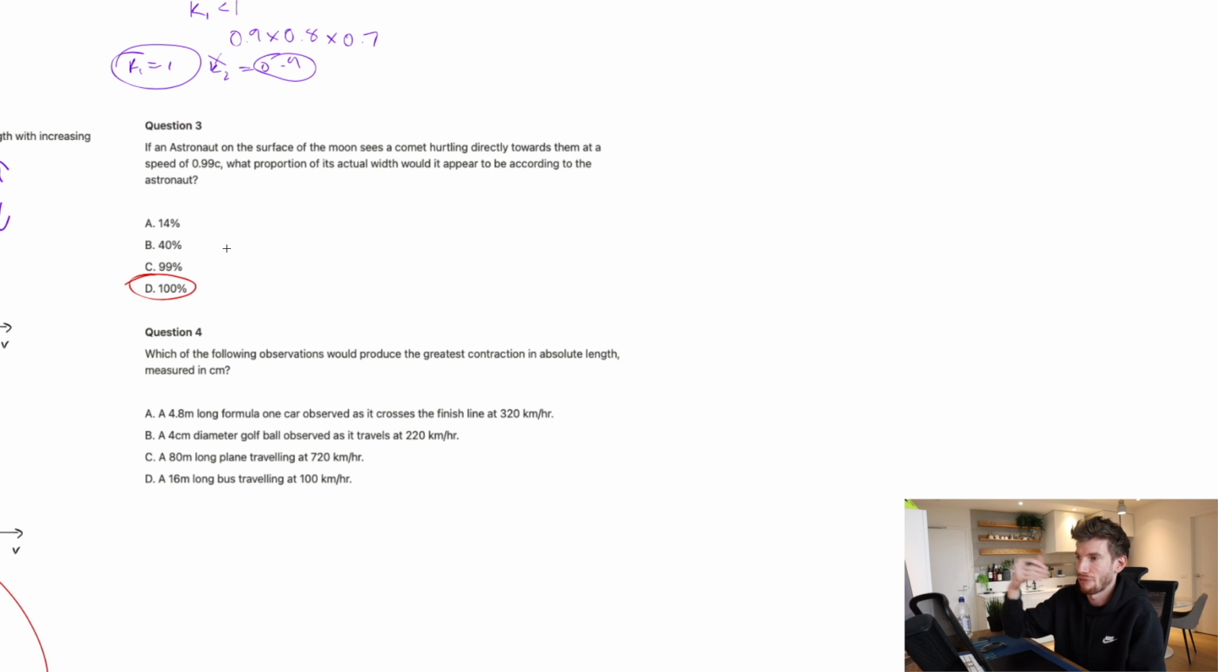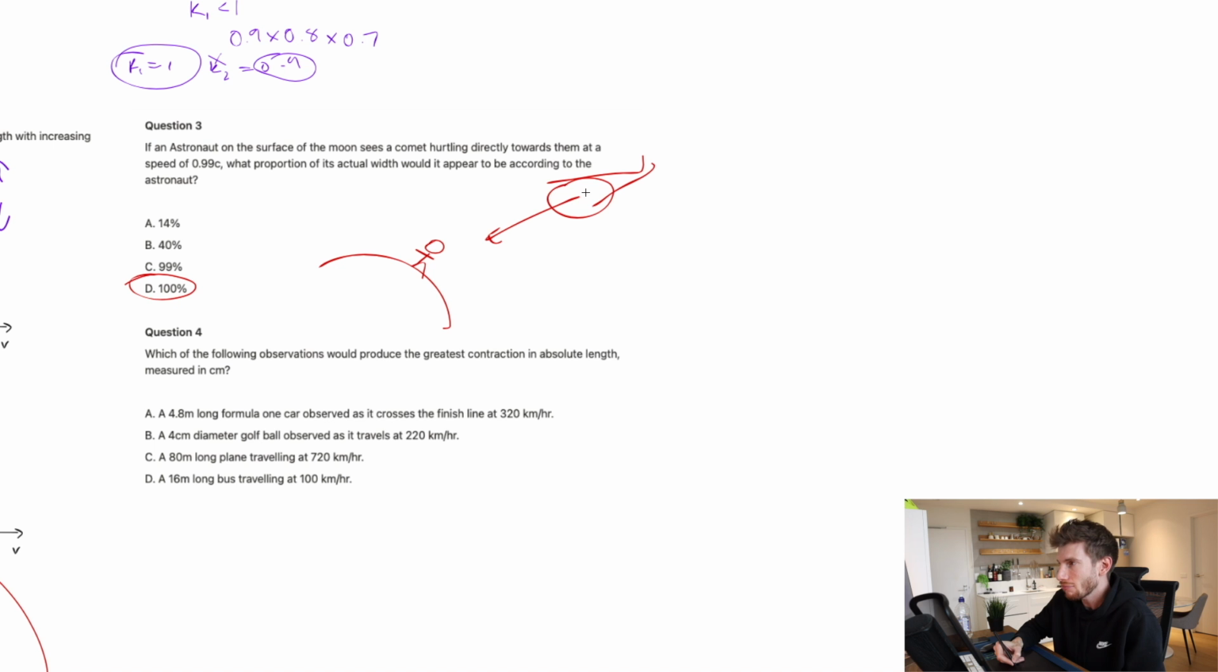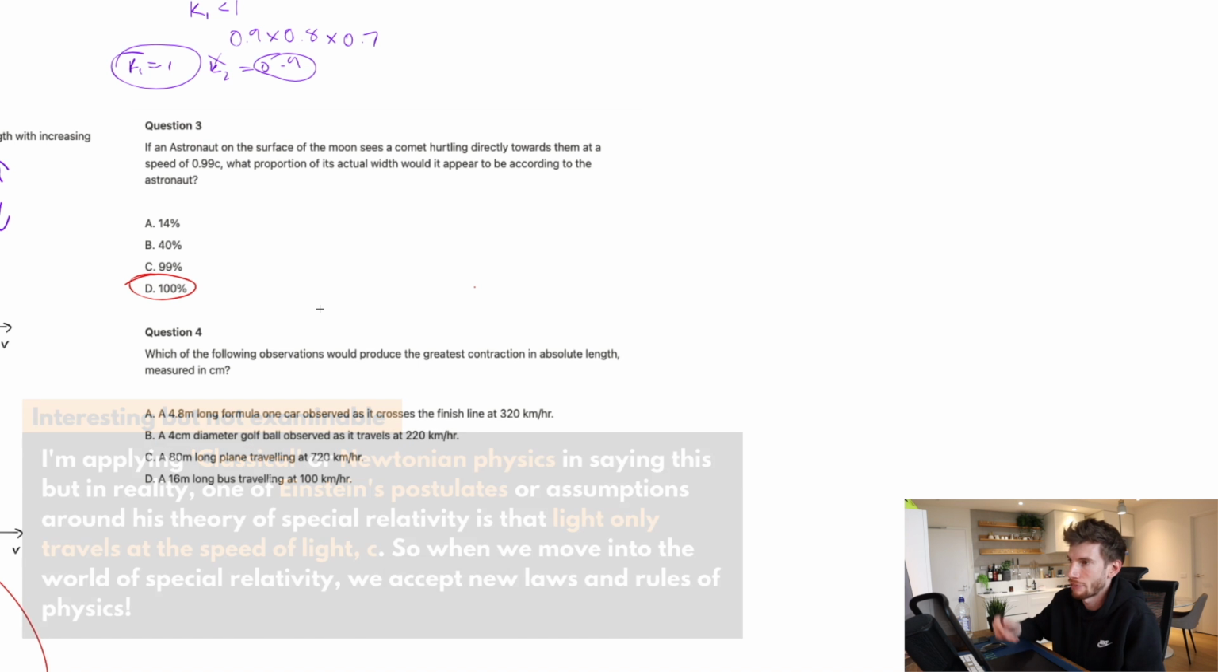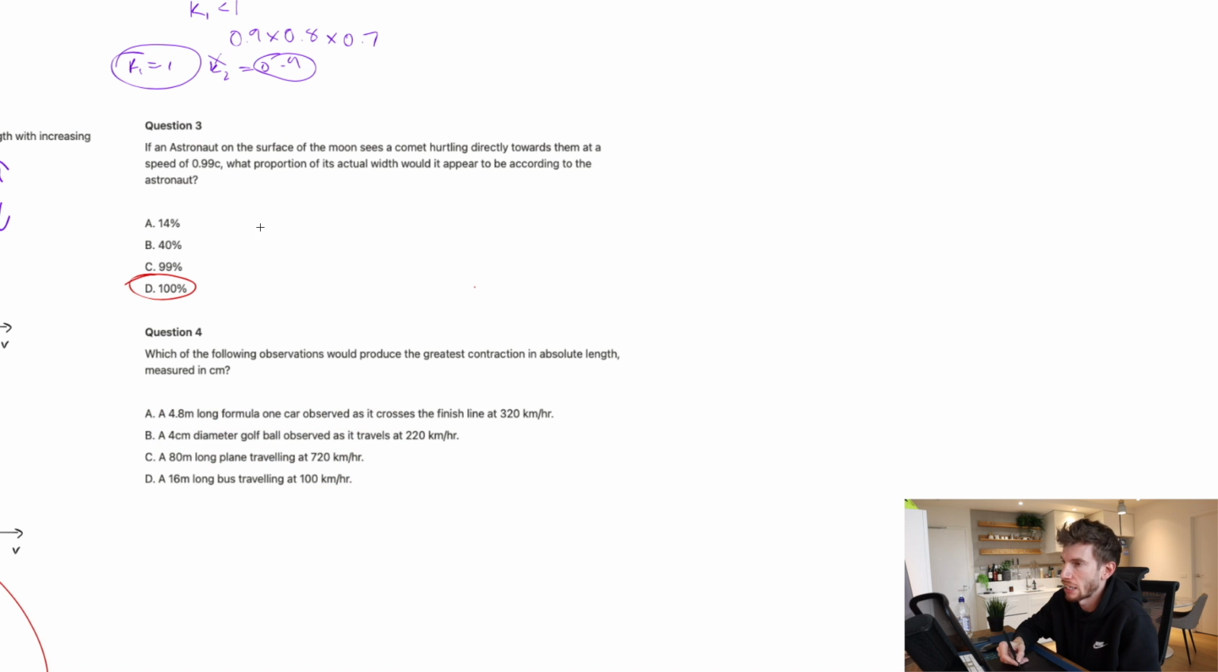So realistically, it's going that fast, and these are always really interesting. You got the moon, you got someone standing there, and then you've got a comet just hurtling towards them. It's already coming at 99% of the speed of light, and then the light ejecting off of it so that they can see it is coming at the speed of light. So technically the light reaching them is coming at 1.99 times the speed of light. The idea is that it's not moving perpendicular to them, so there's no relativistic effect. It wouldn't warp in any way. It would have to be moving across their field of view for them to see any warping. So therefore there's no length contraction.